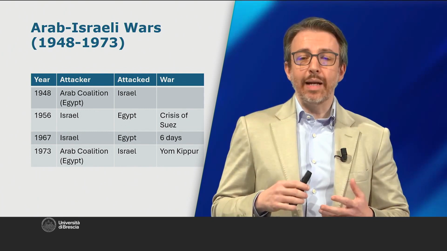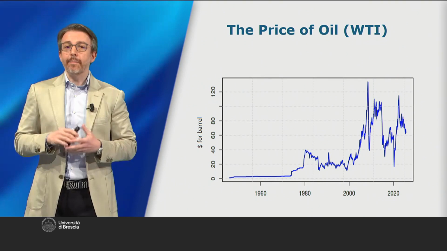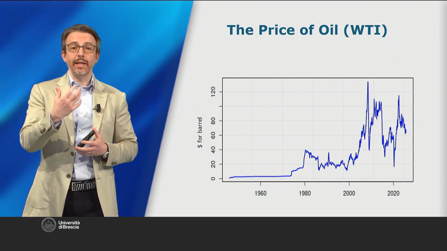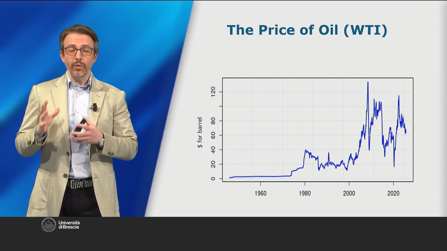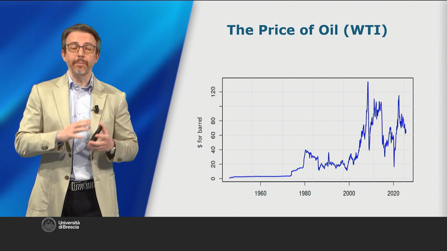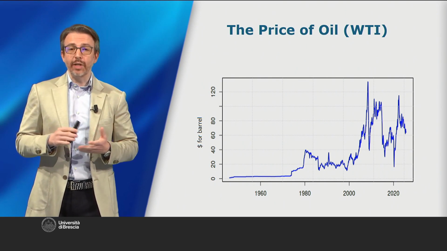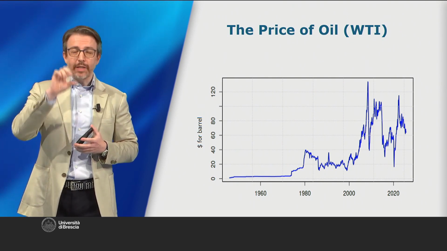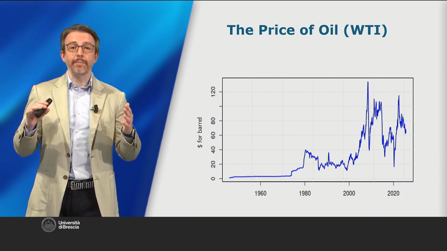These wars also had economic consequences because oil is produced in that region. When Israel is attacked, the oil-producing countries, to show they side with Egypt, decide to impose an embargo, a petroleum embargo against Western countries. Oil will become much more expensive, as we can see on the chart. It's 1974. Oil prices rise for the first time after many years of absolute stability.